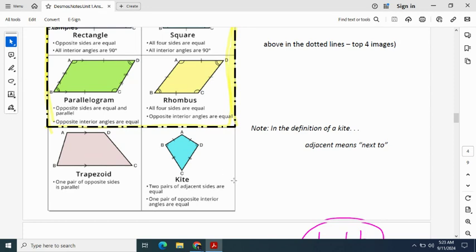Now, a kite, two pairs of adjacent sides are equal. Adjacent means next to each other. So you see how these two sides on top are adjacent, next to each other? They're congruent. The bottom two, they're next to each other, adjacent, they're congruent. This is a kite. And again, adjacent means next to.